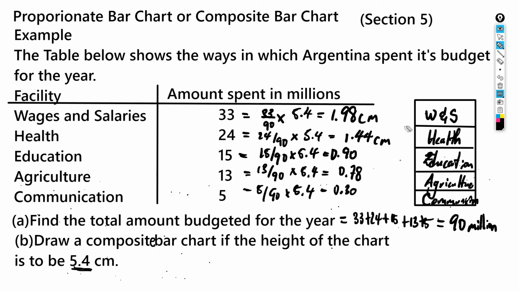With these five in place, we drew the diagram. Obviously, when you have this question to do, you would use a ruler and draw the 5.4 centimeters, and use the amounts you get from multiplying to find the bar chart. It's really simple. All you have to do is put it over the total and multiply it by what the height or width should be, and then draw your bar chart.